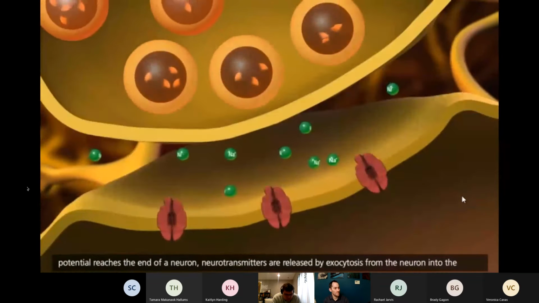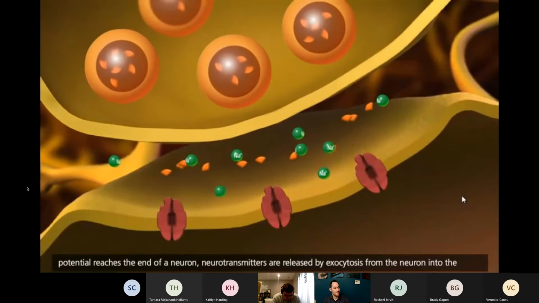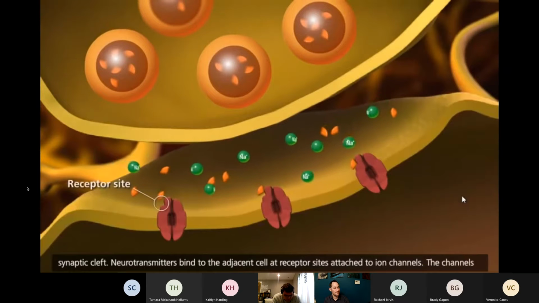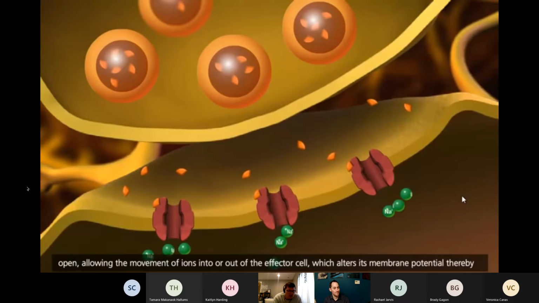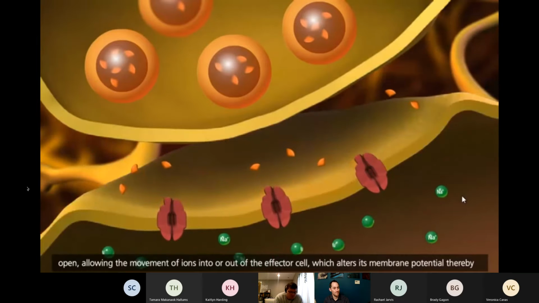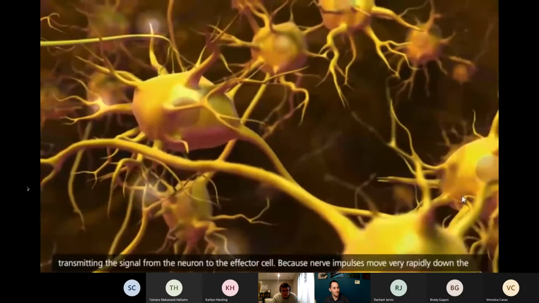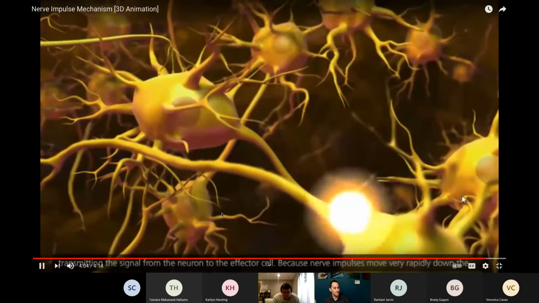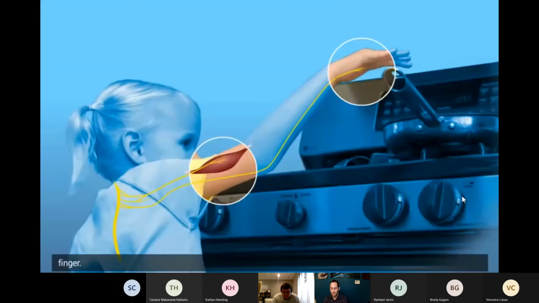When an action potential reaches the end of a neuron, neurotransmitters are released by exocytosis from the neuron into the synaptic cleft. Neurotransmitters bind to the adjacent cell at receptor sites attached to ion channels. The channels open, allowing the movement of ions into or out of the effector cell, which alters its membrane potential, thereby transmitting the signal from the neuron to the effector cell. Because nerve impulses move very rapidly down the axon of a neuron and move from cell to cell across synapses, you react quickly to a stimulus, like burning your finger.